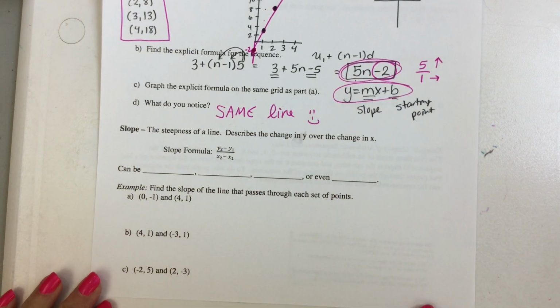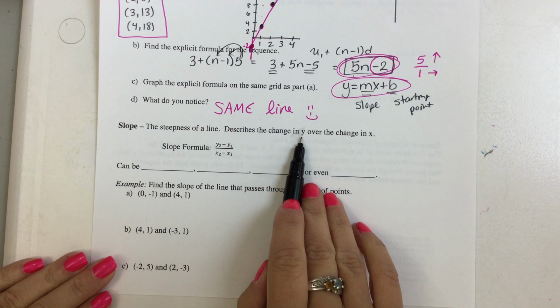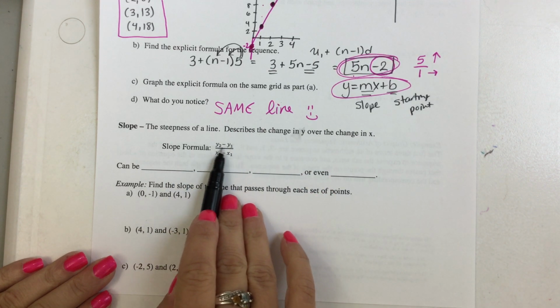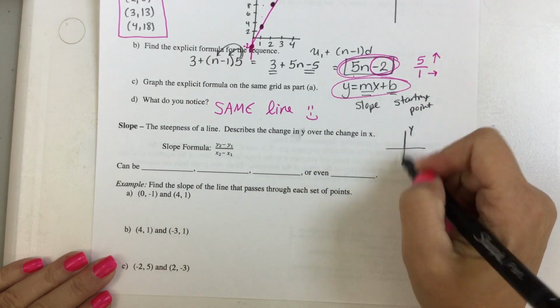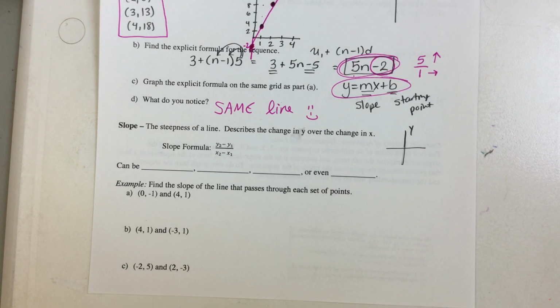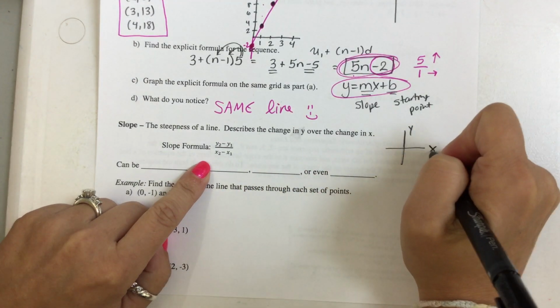Now we're going to spend some time just really reviewing what the heck a slope is, what it means, and all of those things. So a slope is the steepness of a line. How steep is it? It describes the change in y over the change in x. Because we're looking at the change in y, remember the y-axis on our coordinate plane runs up and down. So it's the change in y. Is it rising or is it falling? That's the y value. Over the x, which runs side to side.